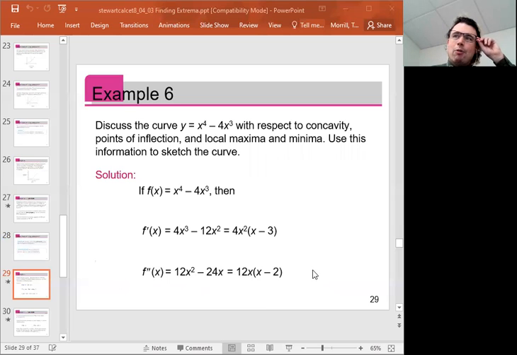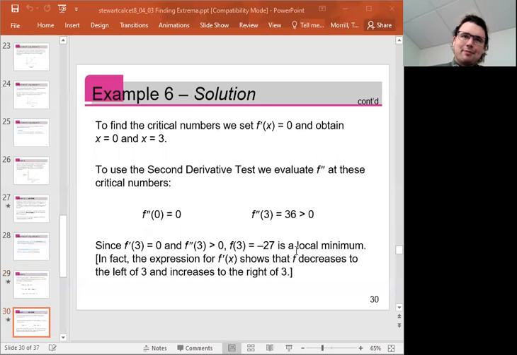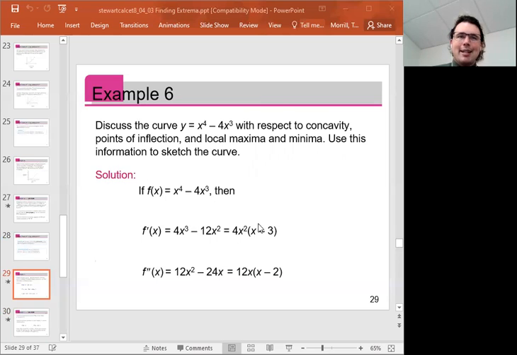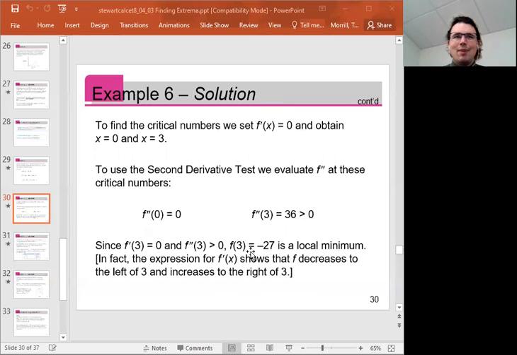Right now I've got my original function. I've got my first derivative. I've got my second derivative. Let's find those critical points. We are trying to set f prime equal to 0. What are my solutions? They've got to be 0 and 3. Again, I just read that off of the factorization here. So I've got two critical points.